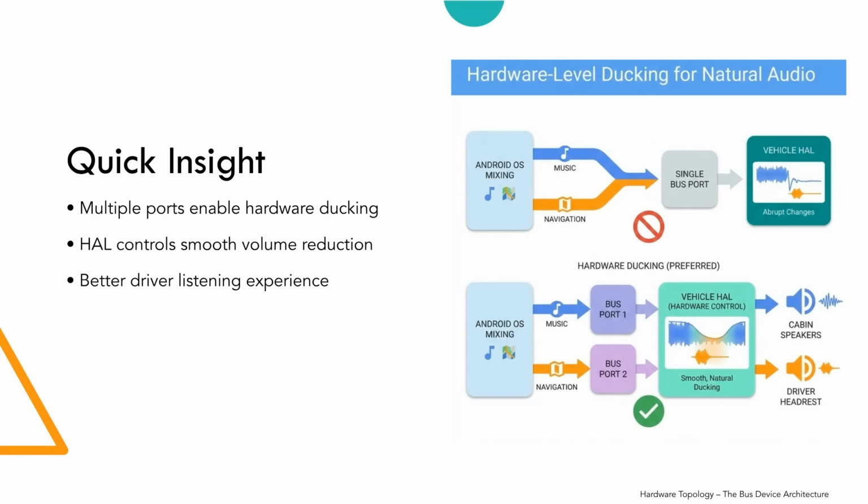Quick insight. In many modern vehicles, engineers intentionally use multiple bus ports to enable hardware-level ducking. When music and navigation prompts are routed through different ports, the HAL can smoothly lower music volume during navigation prompts. This hardware-based ducking sounds more natural and avoids abrupt software volume changes.